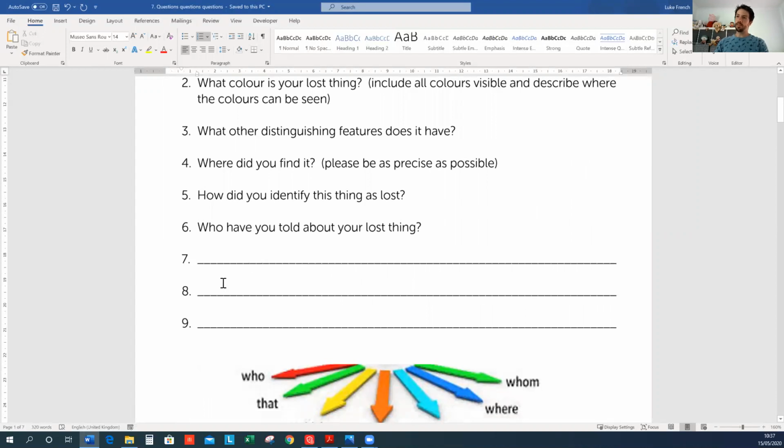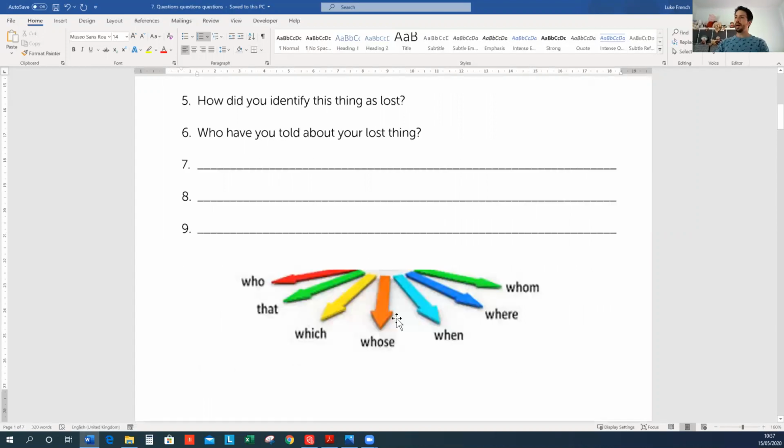I've left questions 7, 8 and 9 blank for you to come up with your own questions and then answer them. Now, how do we answer the questions today? Well, I've given you these relative pronouns here: who, that, which, whose, when, where, and whom. I'd like you to try in your answers to use one of those in each answer, if you can.